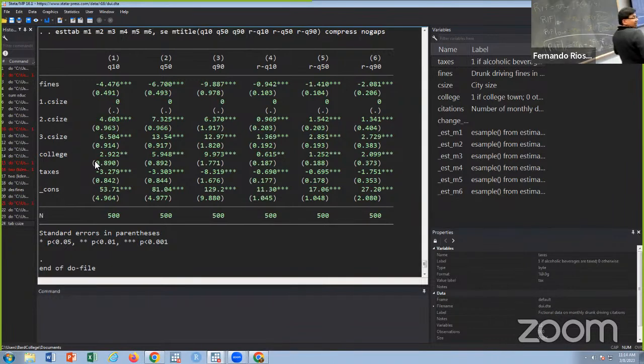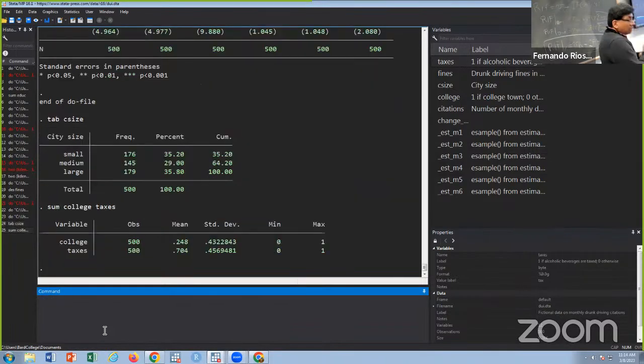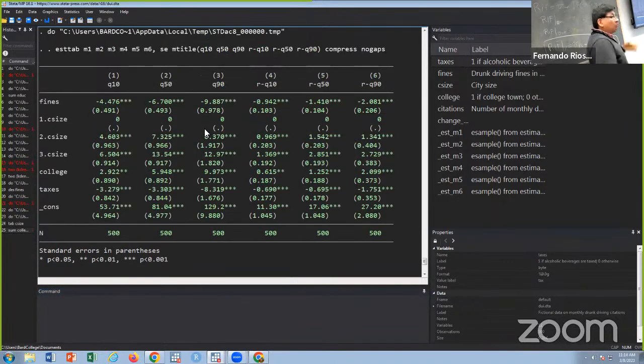So the same for city size, for college and taxes. But in this case, we don't really need to look much into this statistic because we only have one, but it's always good practice. So we have 24% are college cities and 70% are taxes. So the 10% is still reasonable. Okay. So once again, we interpret this. If there is an increase in the number of cases that are from college, or the sample increases and there are more college found in this sample, the number of citations at the 10th percentile will increase by 0.29, at the median by 0.6, at the top by almost 1 unit. For taxes, the same, a decline of 0.3, 0.3, 0.8.